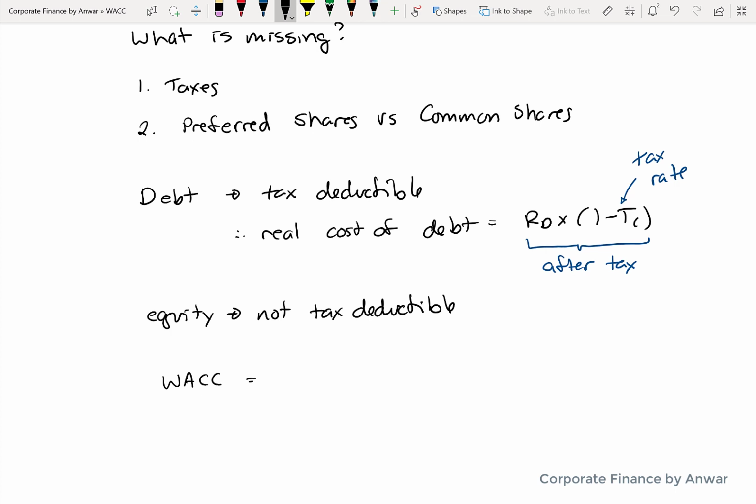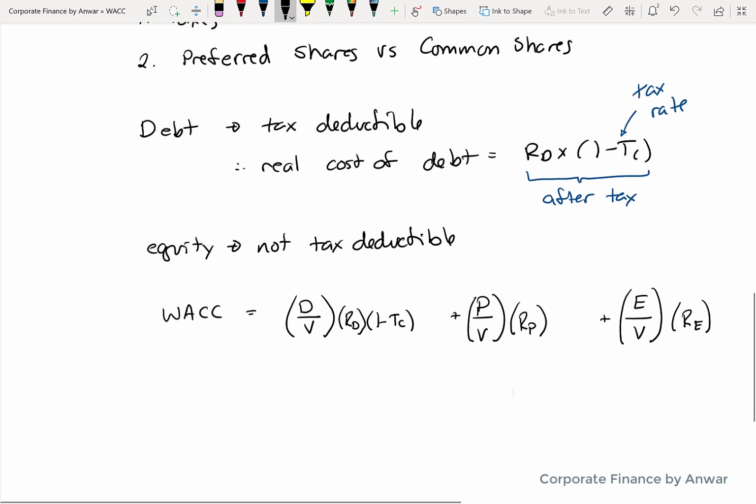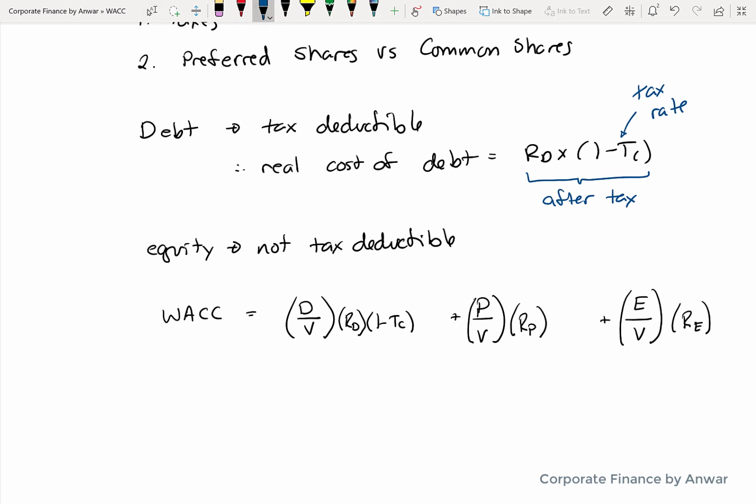So now if we adjust the cost of capital formula to include these two things, what we're going to do is look at the portion of the company financed by each of the individual types of capital. The debt would be D over V, the percentage from preferred is P over V, and the percentage from common shares, we'll just leave it as E over V, equity. Now for the debt, we multiply that by the after-tax cost of debt, which is RD times 1 minus the tax rate. And for preferred shares, we multiply it by the cost of preferred, RP, and for common shares, it's RE.